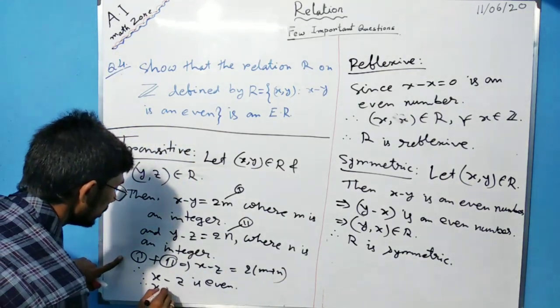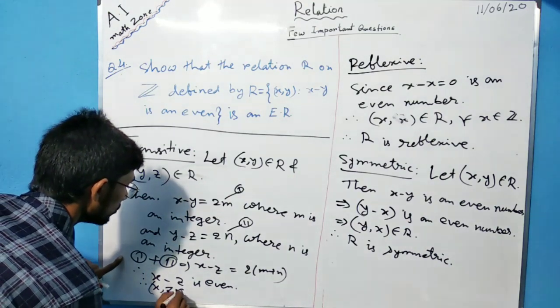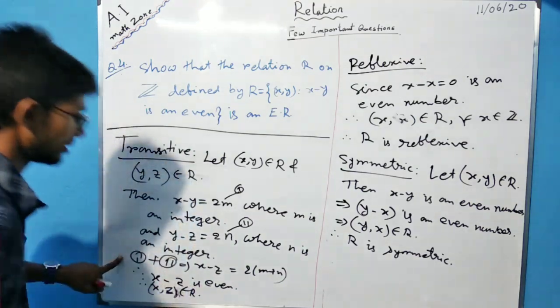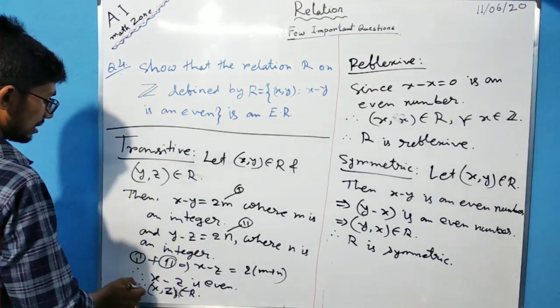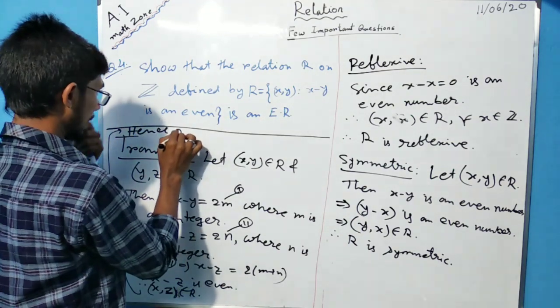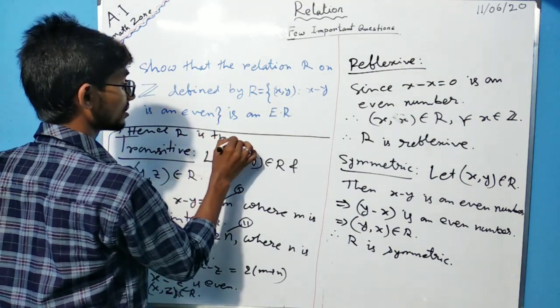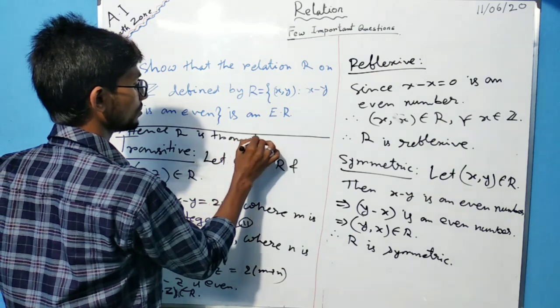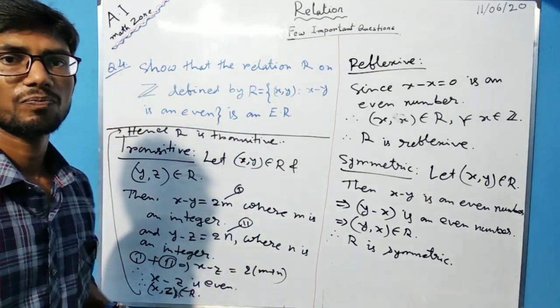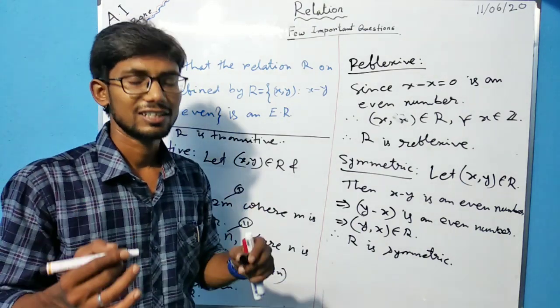Therefore (x, z) belongs to R. And hence इसके बाद यहाँ पर वो लाइन यहाँ पर लिखना कि hence R is transitive. So R is reflexive, symmetric and transitive. Hence R is an equivalence relation.